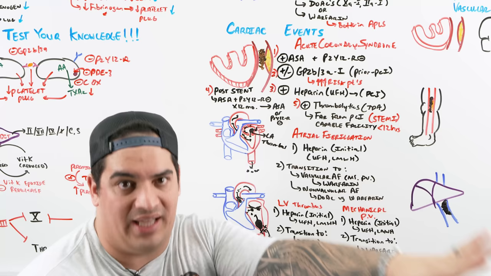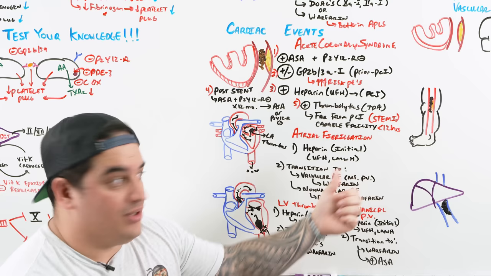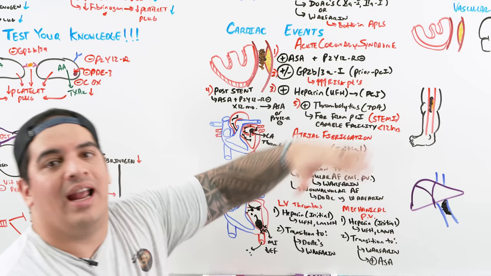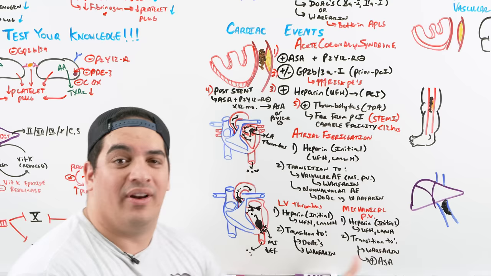AFib, you're going to anticoagulate these patients. Left ventricular thrombus, mechanical prosthetic valve, you're going to anticoagulate these patients. It may be beneficial to start off with heparin if they're in the inpatient setting or you need to bridge them over to warfarin, and I'll talk about why later. Unfractionated, low molecular weight, doesn't really matter, and then bridge them over. If it's AFib, valvular, warfarin. Non-valvular, warfarin or DOAC. Left ventricular thrombus, DOAC or warfarin. Mechanical, only transitioning to warfarin plus aspirin.